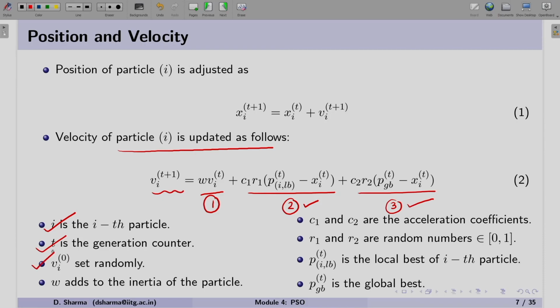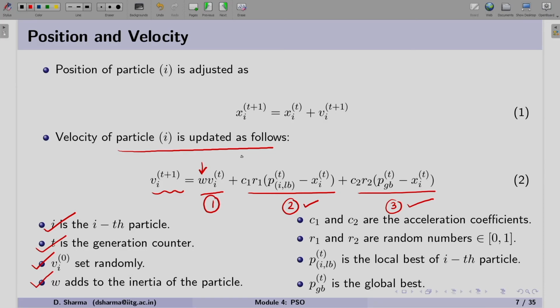Generally, Vi0, as you can see, 0 stands for the initial velocity which we set randomly. Now here this omega, look at the first term, you can see the omega term here. This omega adds to the inertia of the particle. So it's a weight we multiply with the velocity, that is, the previous velocity.